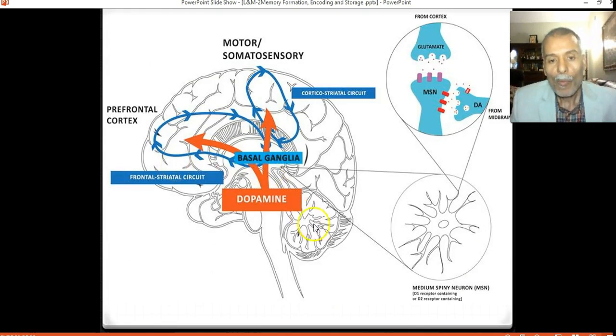So here's the dopaminergic system, and you can see that it goes to the prefrontal cortex, to parts of the somatosensory system, and again it goes inside the limbic system. So you see now how it contributes to learning, memory, motivation, movement, and emotional regulation.